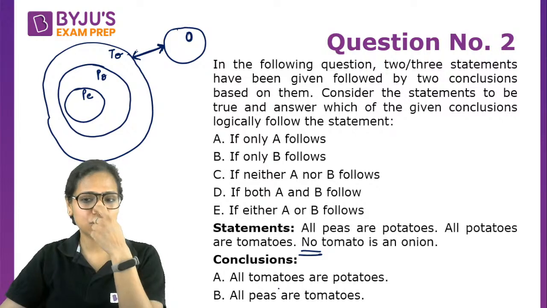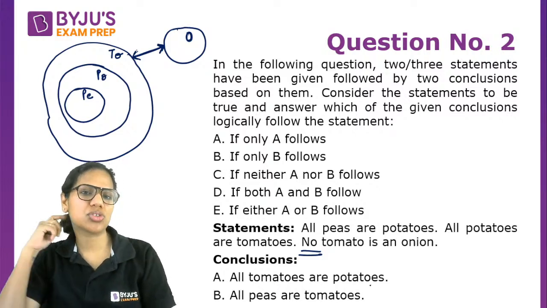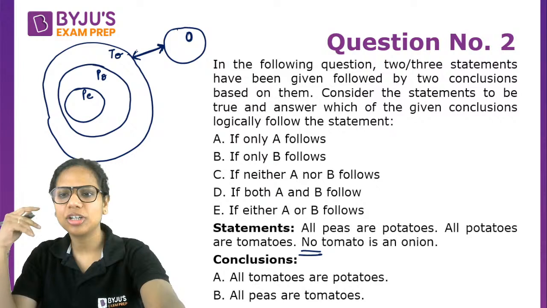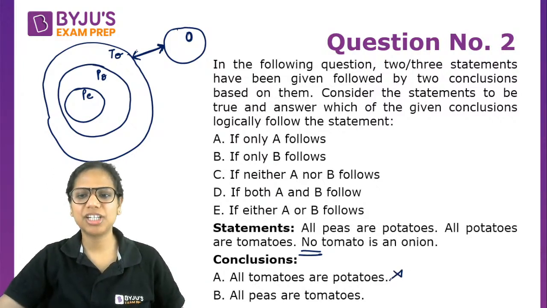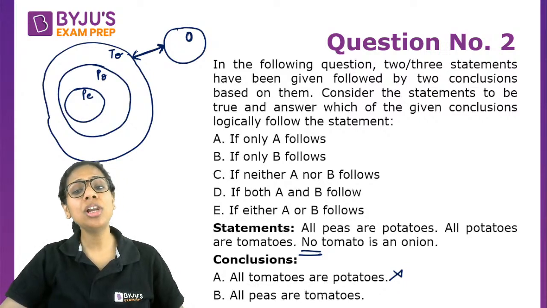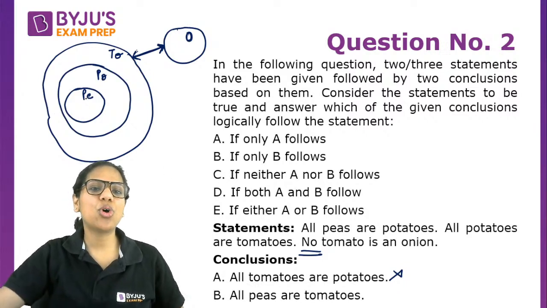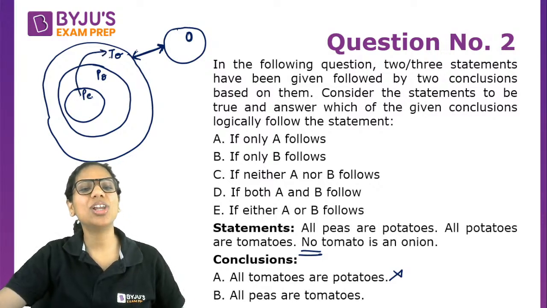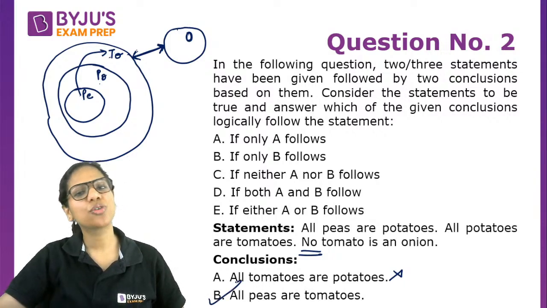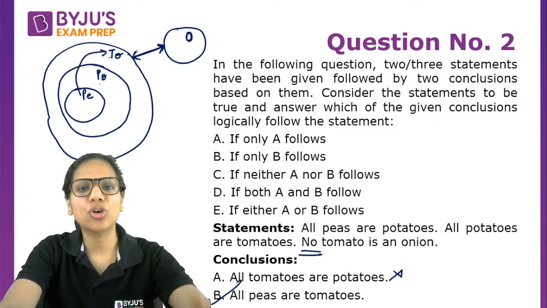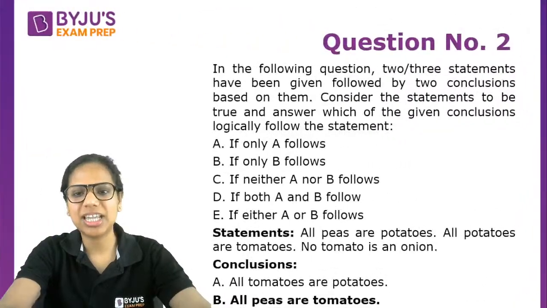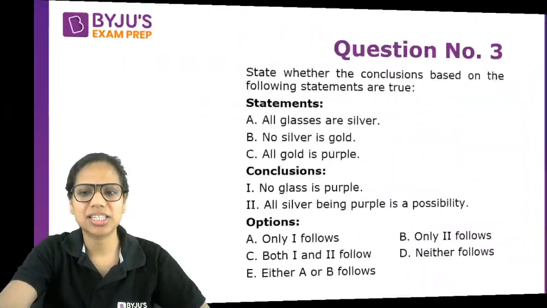Now, conclusion. All tomatoes are potatoes. Does A follow? I can clearly see that's not the case. It does not follow. All peas are tomatoes. See, if all A is B and all B is C, all A is definitely C. All peas are tomatoes follows. B is the answer. Right? So I hope you've got a hang of how to draw the Venn diagrams. B is our answer.